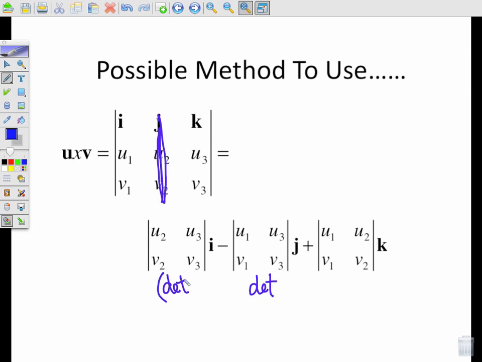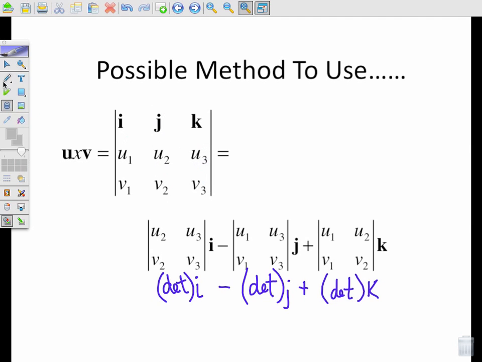So it would be the determinant answer times i, the determinant answer times j, and it's minus in between, and then plus the determinant of the last one times k. Here's how we get the last one. You can ignore the k's, and you make a matrix u1, u2, v1, v2, and you do the determinant. So that's the method that I use.